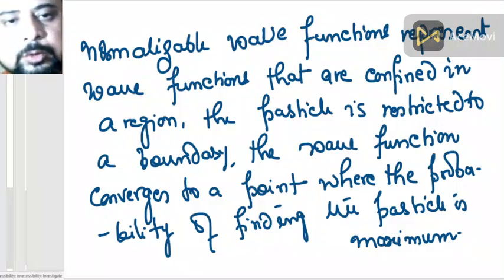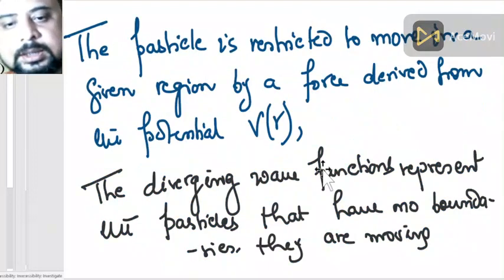So the wave function converges to a point where the probability of finding the particle is maximum, and it is zero at those points which are far away. There is no possibility of finding the particle. This is the converging wave function, the first one, and it is encountered in many situations: infinite square well, potential step, potential barrier, harmonic potential, harmonic oscillator.